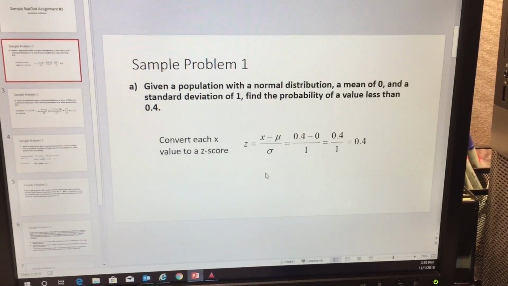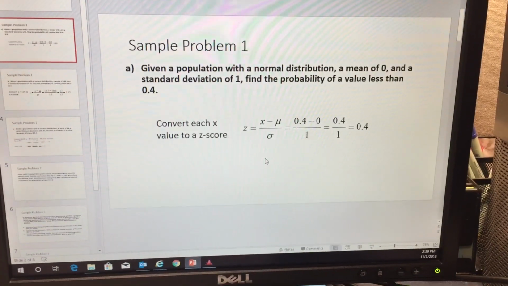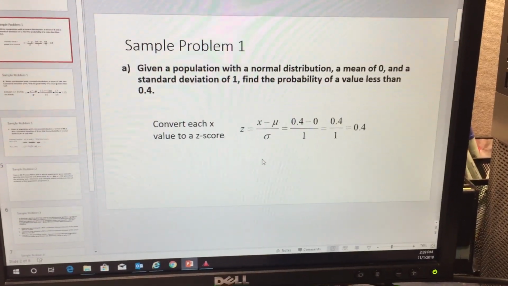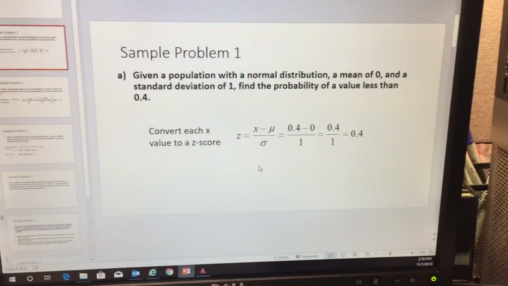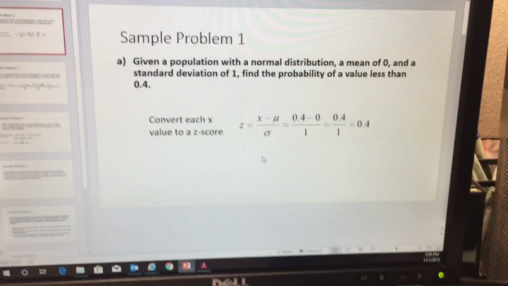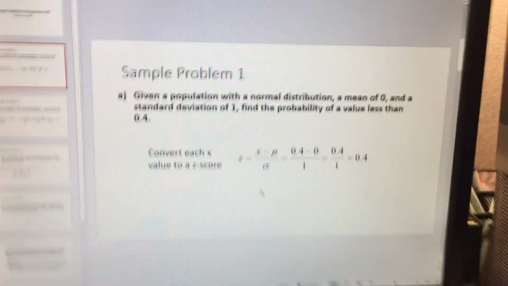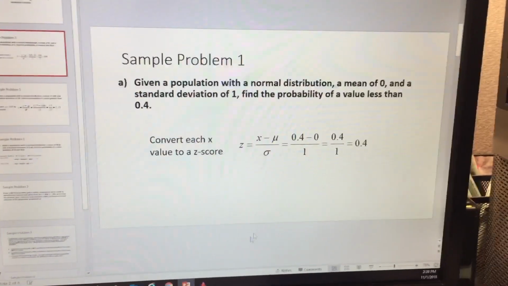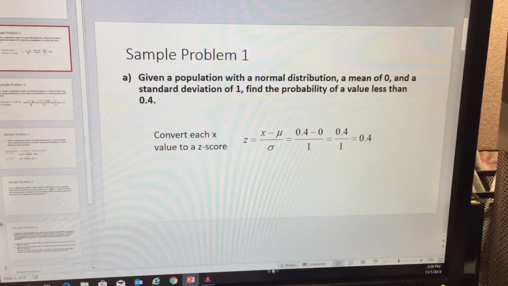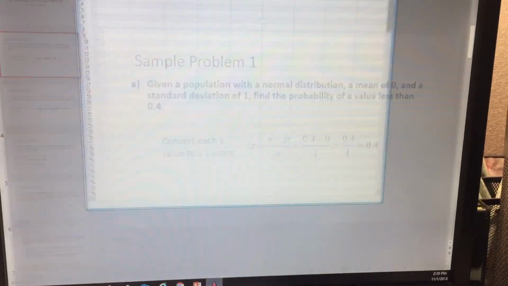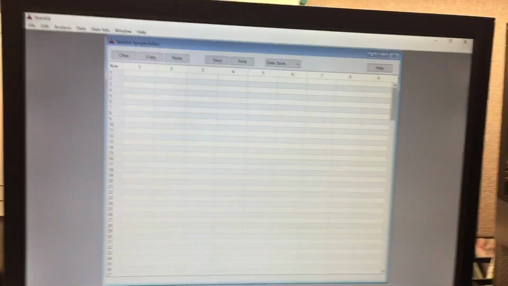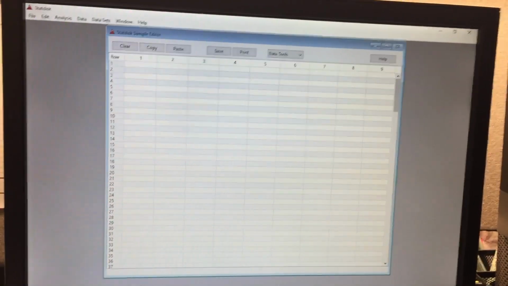Simplify, 0.4 minus 0, you'll get 0.4. 0.4 divided by 1 will be 0.4. That will be your z value. And now you're going to take that and use StatDisk to enter these in. Okay, so this is what the StatDisk window will look like.